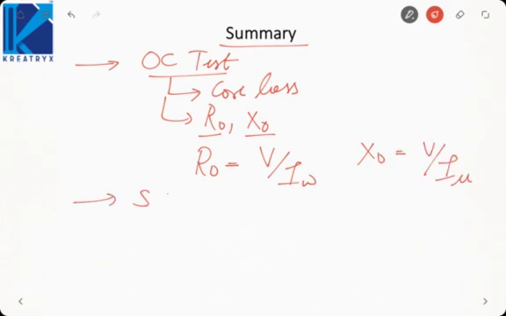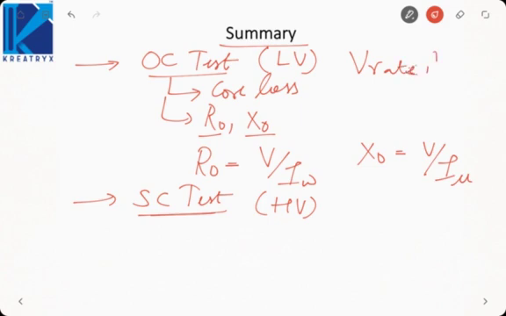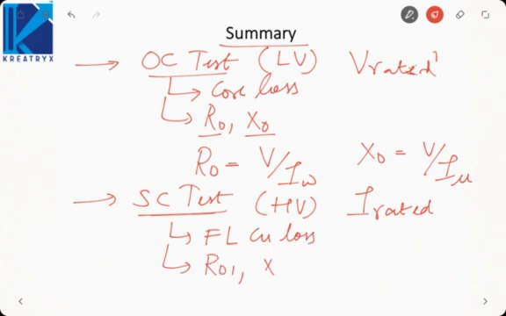Then we considered short circuit test. Short circuit test was being conducted on the HV side because rated current is less on HV side, and open circuit test is conducted on the LV side. It is conducted at rated voltage and short circuit test is conducted at rated current. Here we determine the full load copper loss from the wattmeter reading, and we determine R01 and X01. So this is all what we determine using the open circuit and the short circuit test.